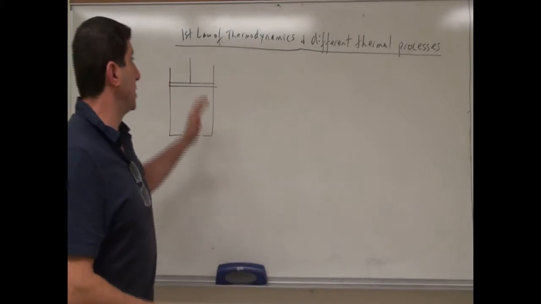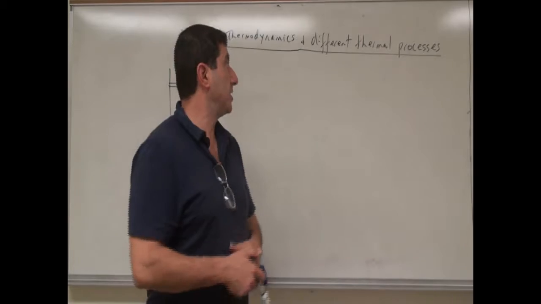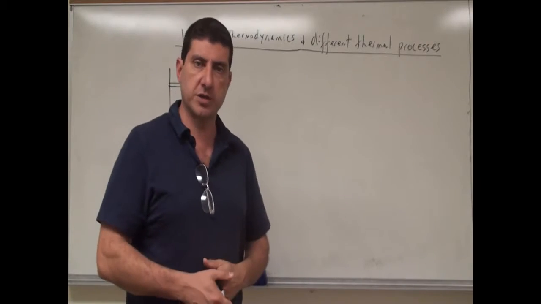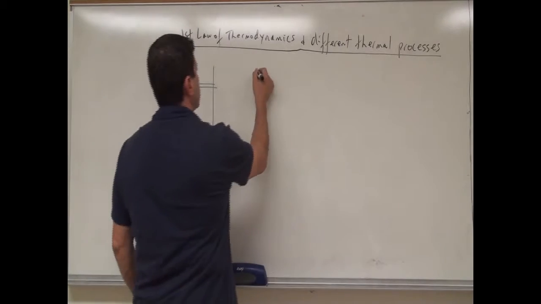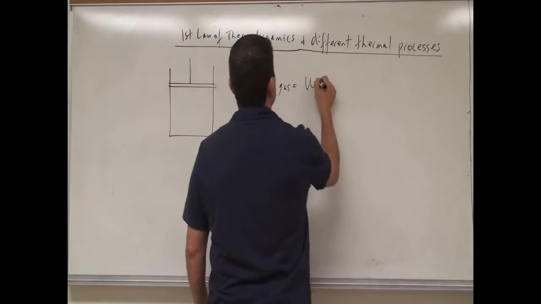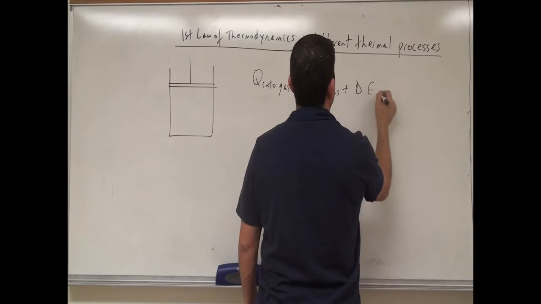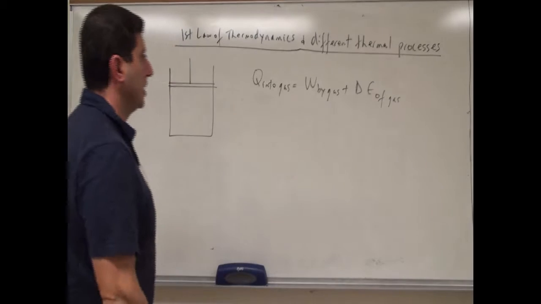Now we come to the first law of thermodynamics, and we can also expand on different thermal processes. I'm going to cover the theory and then show examples of that. The first law of thermodynamics says heat into a gas is equal to the work done by the gas plus the change in internal energy of the gas. Heat into the gas. So what does that mean?